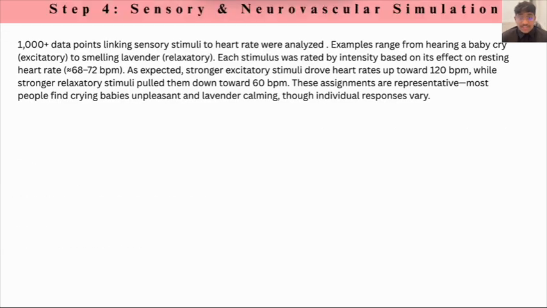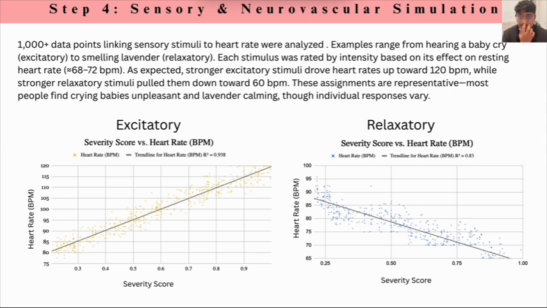Step 4, sensory and neurovascular simulation. We analyzed over 1,000 sensory response pairs, each linked to real-time changes in heart rate. Excitatory stimuli raised heart rate towards 120 BPM, while relaxatory inputs dropped it to 60 BPM. Each stimulus was given a severity score from 0, least severe, to 1, most severe, using artificial intelligence sentiment scores. Severity essentially describes how much higher heart rates were from resting values. While this may vary from individual to individual, these scores are representative.